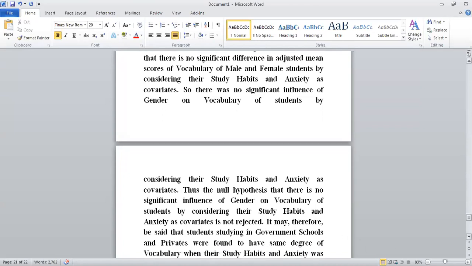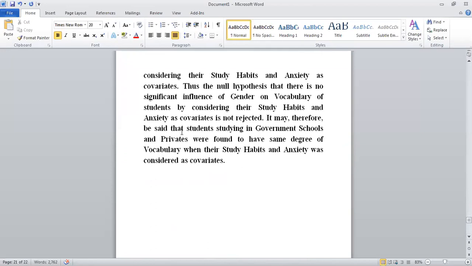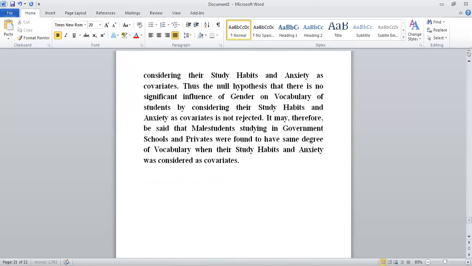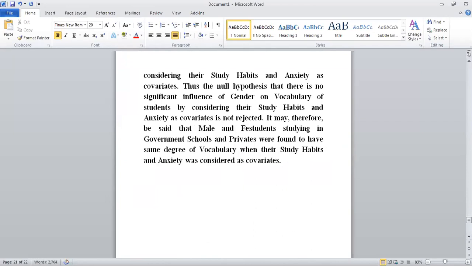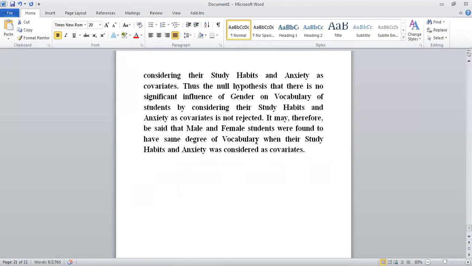It may therefore be said that male and female students were found to have the same degree of vocabulary when their study habits and anxiety were considered as covariates. Please, if you have made these types of mistakes like me, you can correct them.